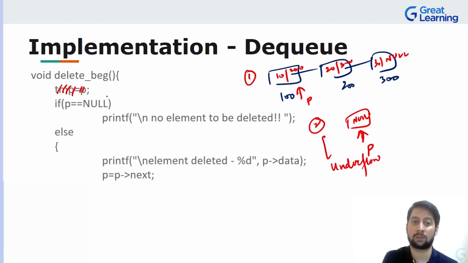Obviously, you can use something like isEmpty and check: is our queue empty or not? You can use that also. Since there are no elements, there is no element to be deleted. Done. But what if this is the scenario?